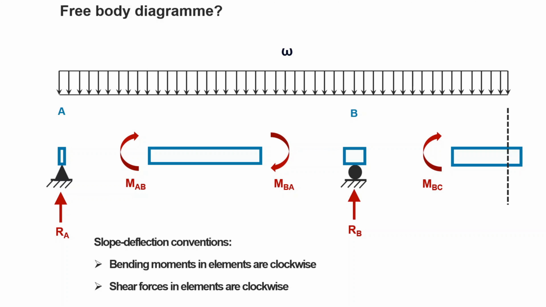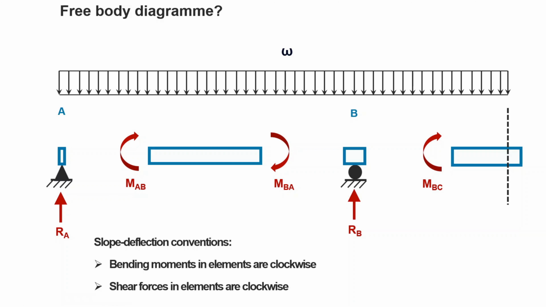So MBC means the internal moment of the element BC at the end of B of the element BC. So practically, I'm showing you half of the structure. So you can see the dashed line here at the right hand side, which shows the middle of the structure.